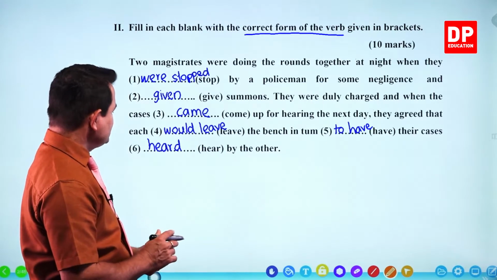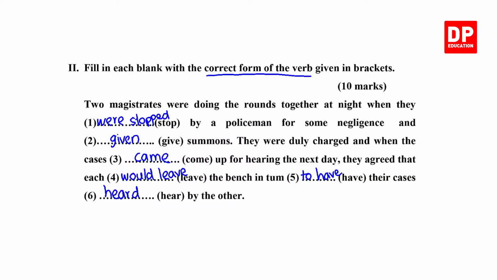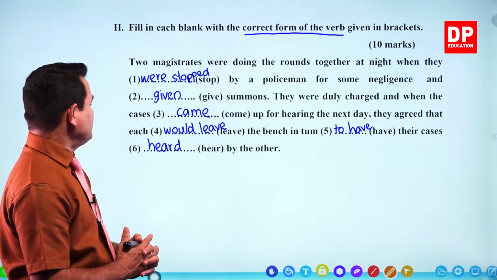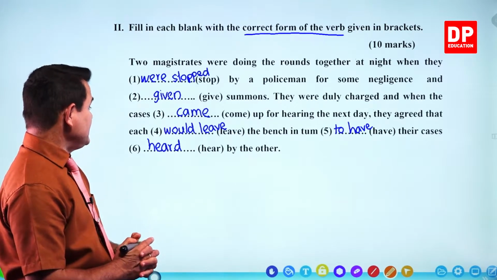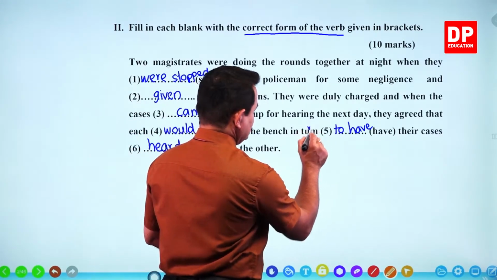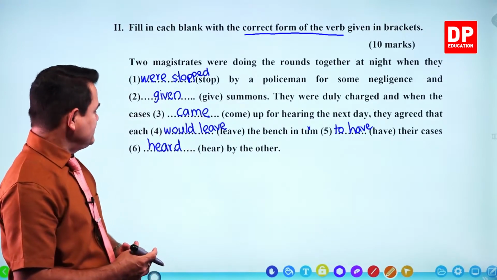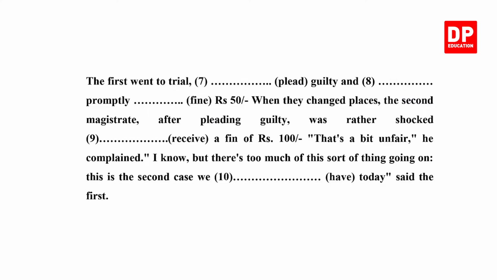And now let's see with these answers and let's read this part. Two magistrates were doing the rounds together at night when they were stopped by a policeman for some negligence and given summons. They were duly charged and when the cases came up for hearing, the next day, they agreed that each would leave the bench in turn to have their cases heard by the other. Now, the next part.